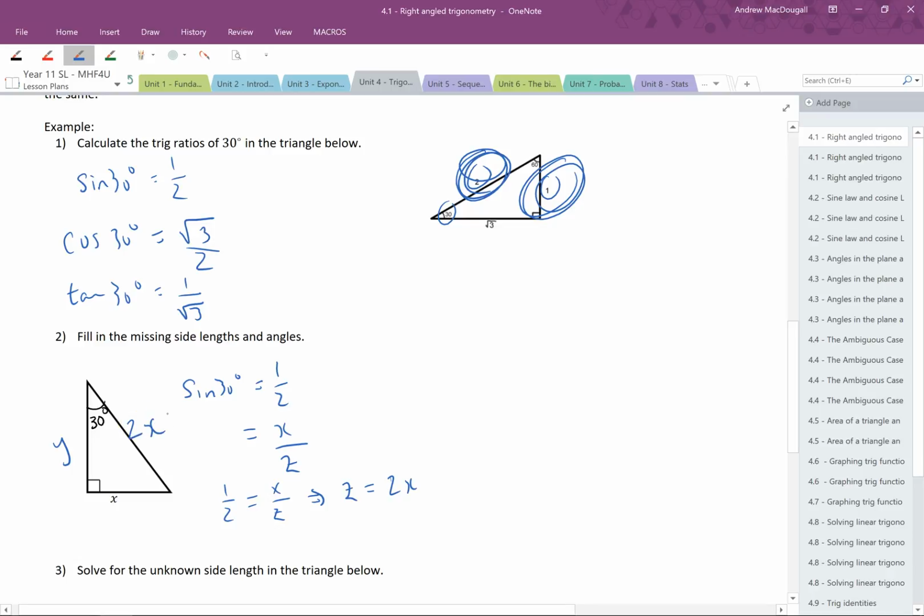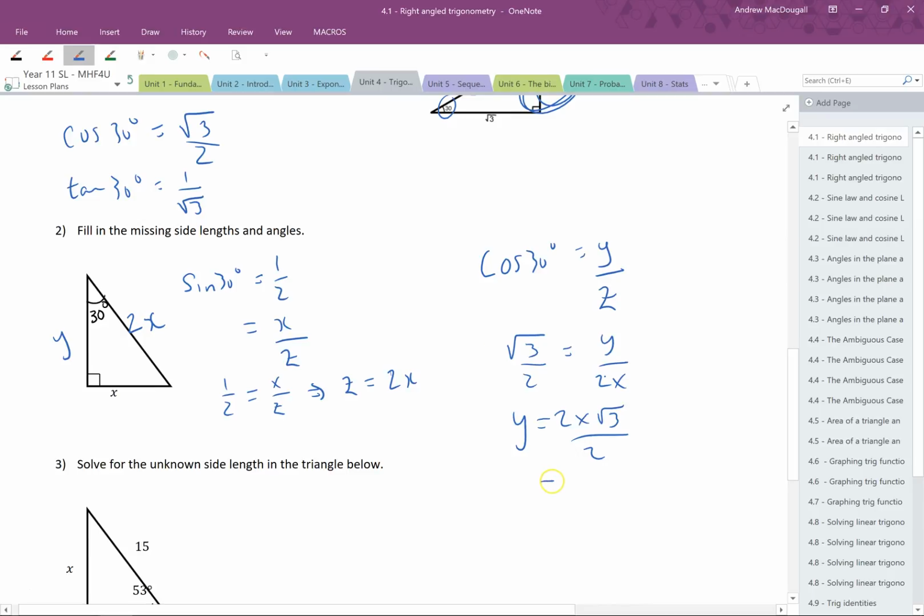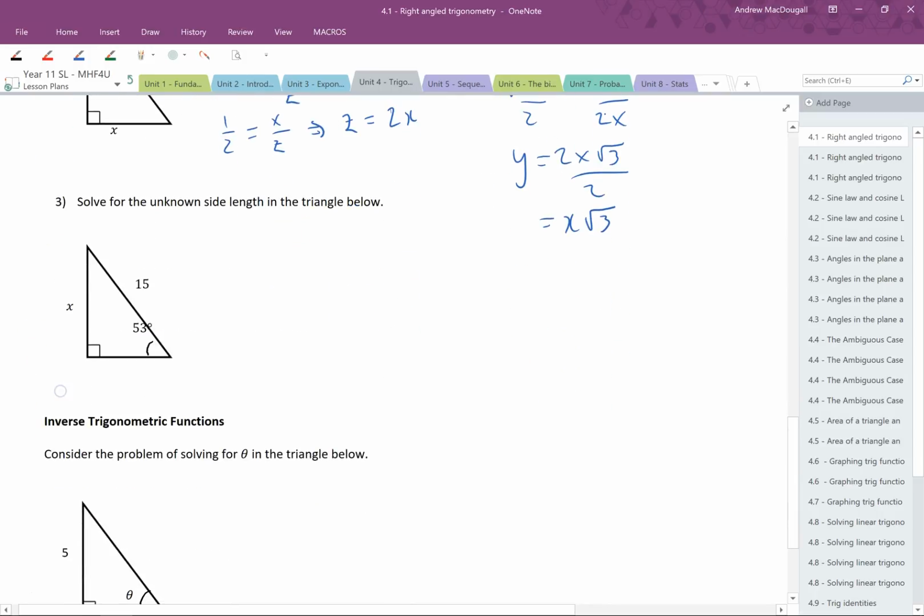Okay, and same here, cos 30 is y over z, but cosine of 30 is also √3/2. So √3/2 is y over 2x, since z is 2x. So y is 2x times √3/2, which is just x√3. So this side is x√3.